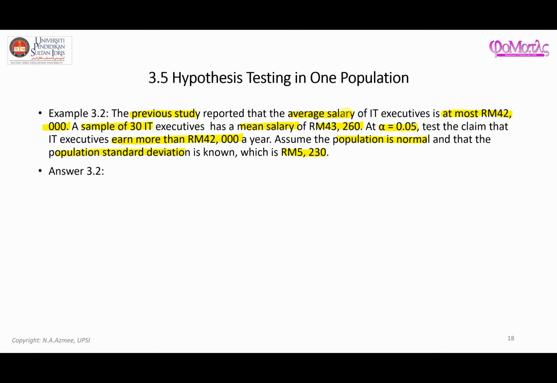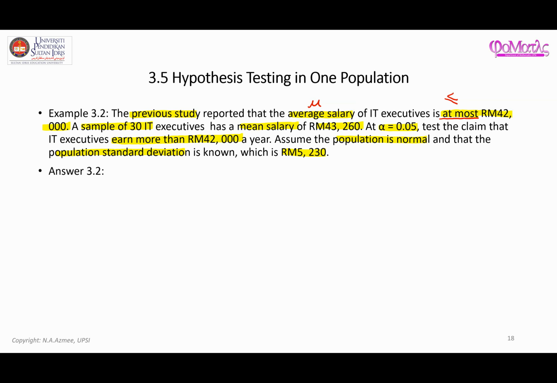So here, when you talk about average salary based on the previous study, this will represent the value of mu. So this will become your null hypothesis. This statement here refers to the statement of null hypothesis. And when you talk about at most, the mathematical symbol will be less than or equal to, because the value can reach at most 42,000 ringgit, or it's going less than that.